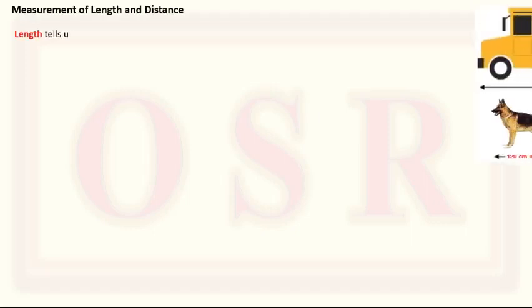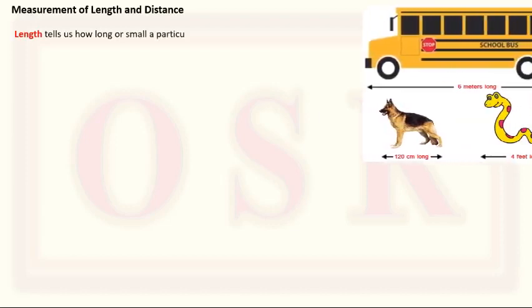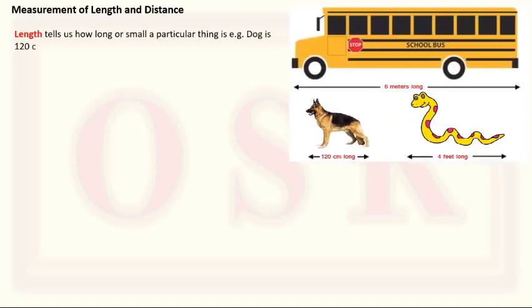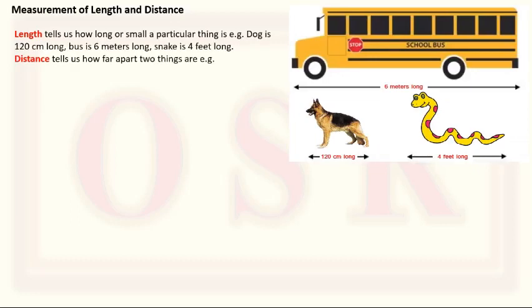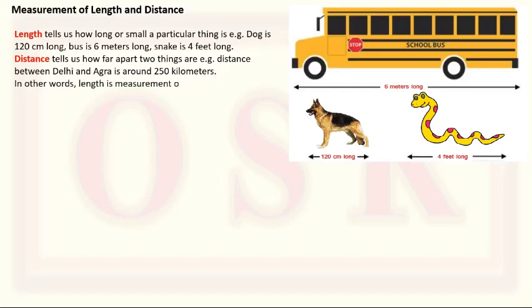Measurement of length and distance. Length tells us how long or short a particular thing is. For example, a dog is 120 centimeters long, a bus is 6 meters long, a snake is 4 feet long. Distance tells us how far apart two things are. For example, the distance between Delhi and Agra is around 250 kilometers. In other words, length is the measurement of a particular thing and distance is the measurement between two things.